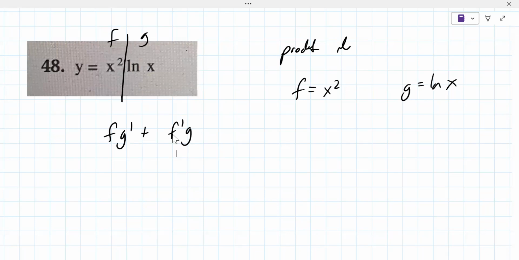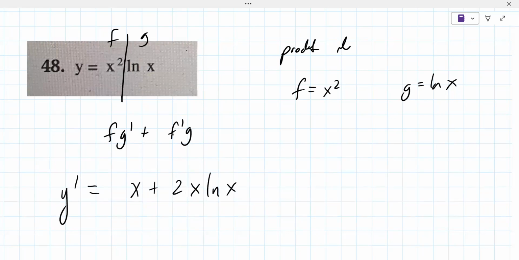How do we multiply the natural log of x and 2x? You do not, they just stay together. Okay. So then it would just be x plus the natural log of x times 2x.